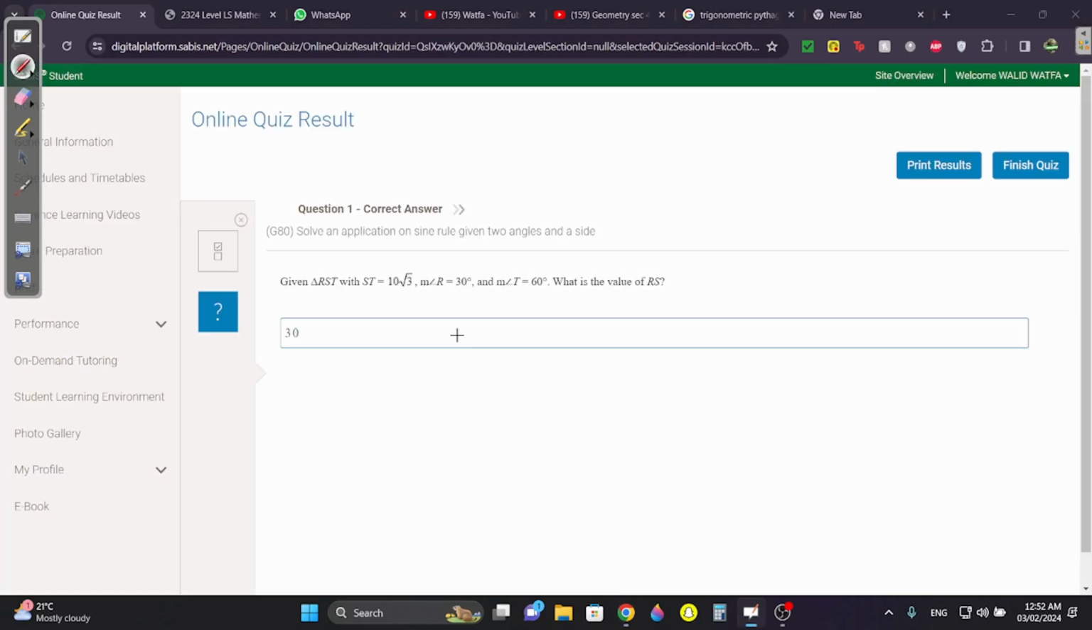So this is the 4.7 quiz. Given triangle RST, they gave you the sides and the angles. Draw it. You have RST. ST is 10 radical 3. R is 30. And T is 60. They want RS. How would you do it?